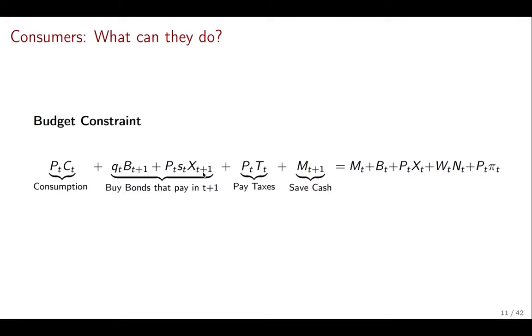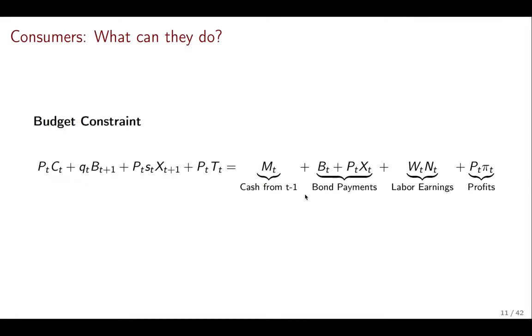Here I'm buying XT plus 1 real bonds at a real price ST that is going to pay me tomorrow XT plus 1 units of consumption goods. Because this is real, I have to multiply by P. I also have to pay taxes, although remember, this T might be negative if you're receiving transfers. So you pay taxes, but this might actually be a negative number. And you save cash. So you also have to save your cash, you have your M. So those are the different sources of expenditure. You spend your money consuming, buying bonds, paying your taxes, or receiving money from the government if it's a transfer, and saving in cash.